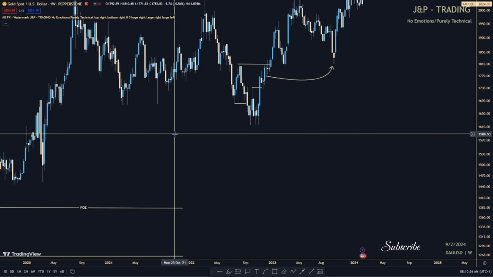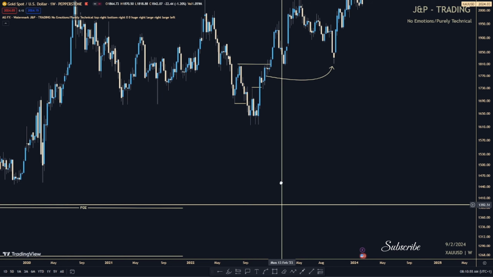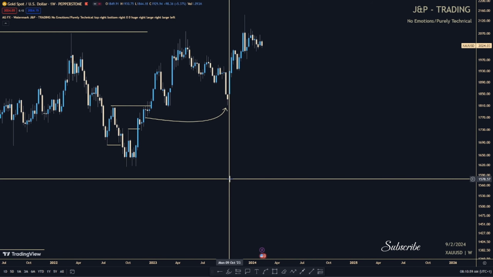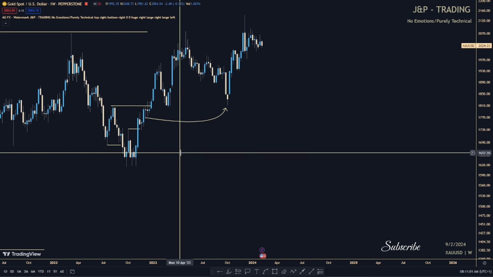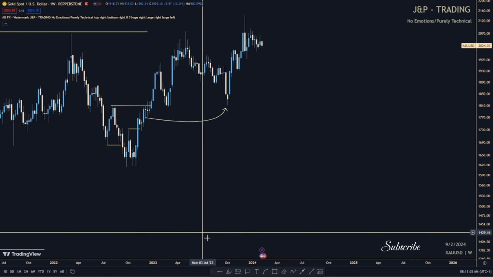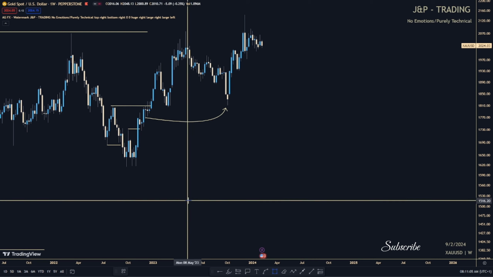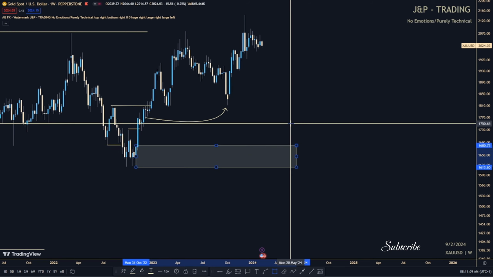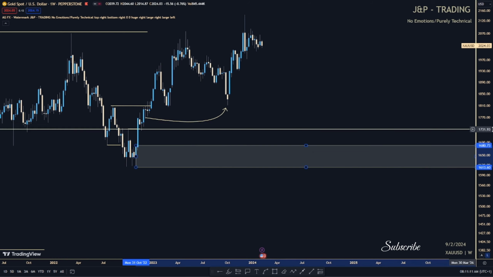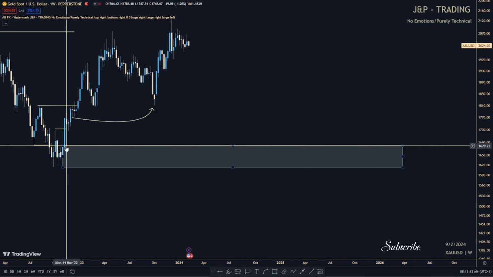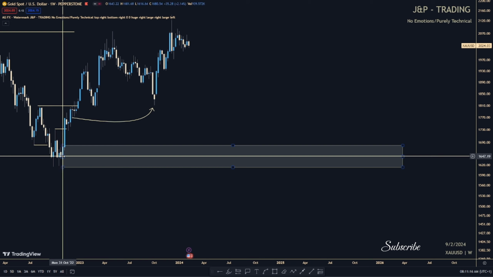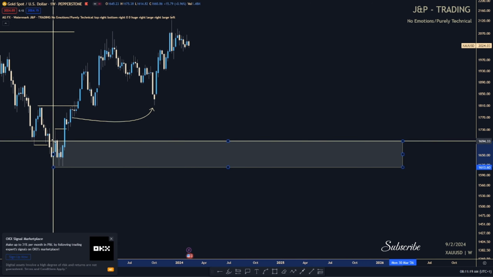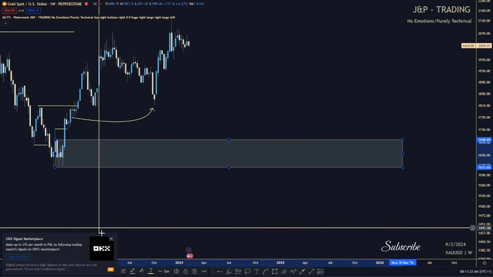So we may likely expect gold to drop down. I hope you guys are following. We may likely expect gold to come down all the way to this demand below. But remember, guys, that demand is highly risky. It's a very risky zone. So I don't advise anybody to enter there.